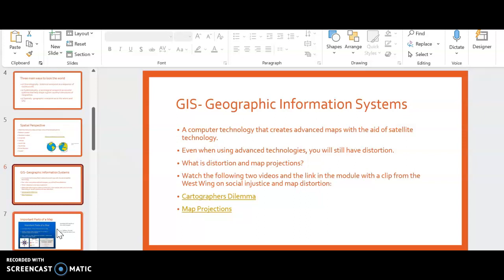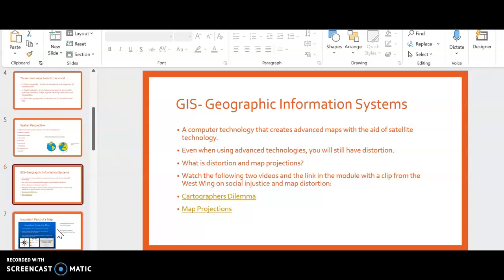We now use a lot of GIS or geographic information systems, and this is really important for you to know. So GIS is a computer technology that creates advanced maps with the aid of satellite technology. We use GPS, which is Global Positioning System, which are satellites, to help us with those locations, okay? So things are bounced off of those satellites and it gives us precise locations. The tool that we use to show those locations is GIS, okay? And so they're the maps that we see.